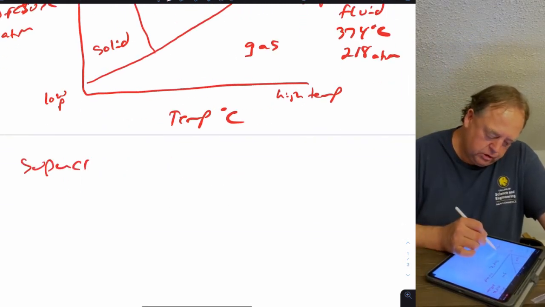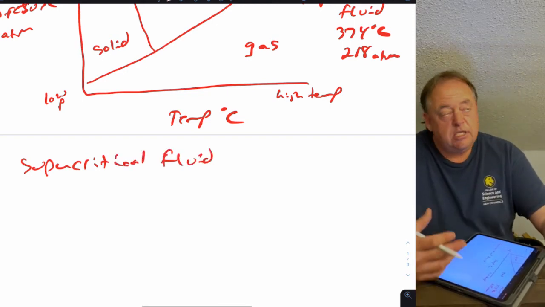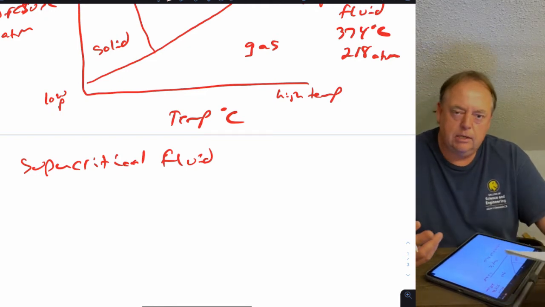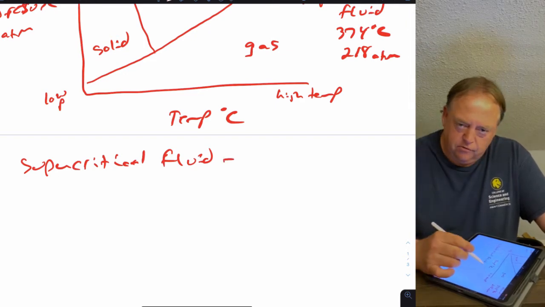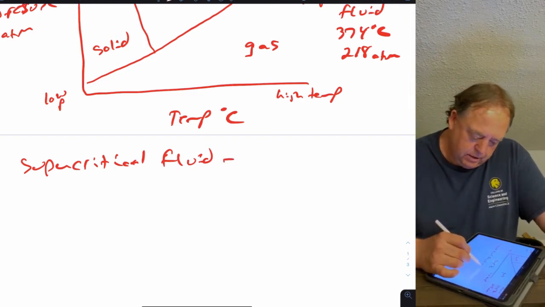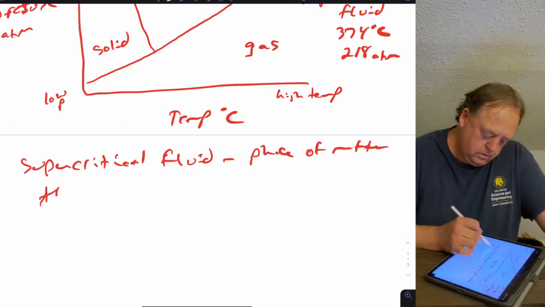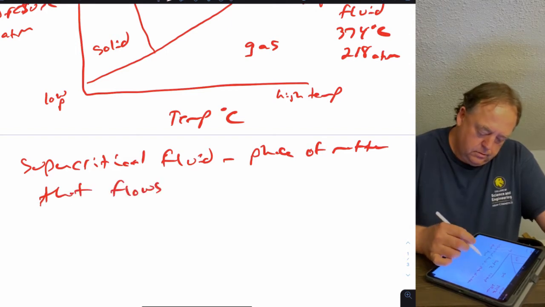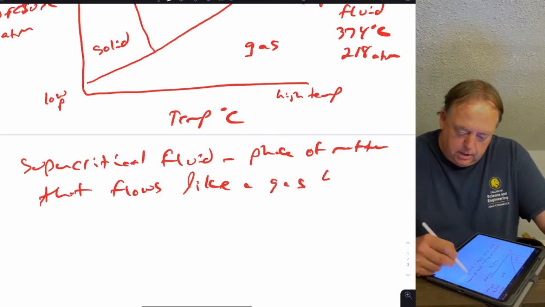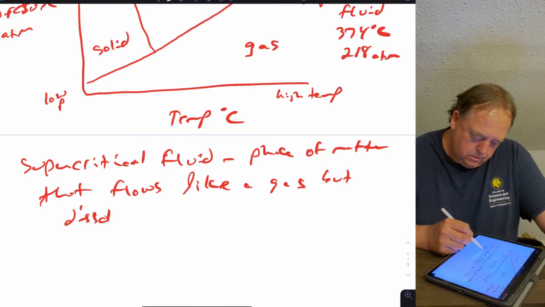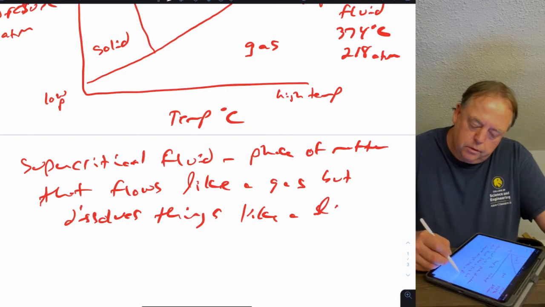So it's hard to conceive of what a supercritical fluid is. We can all conceive of what a solid is, what a gas looks like, what a liquid looks like, but what does a supercritical fluid look like? It's hard for me to have a mental picture of it, but basically it's a phase of matter that flows like a gas, but dissolves things like a liquid would.